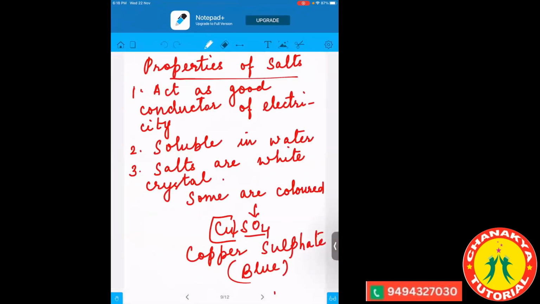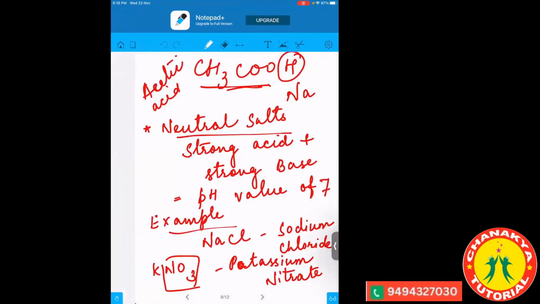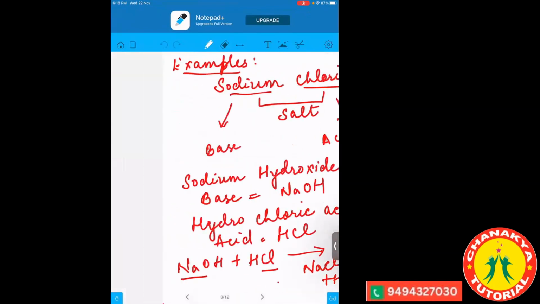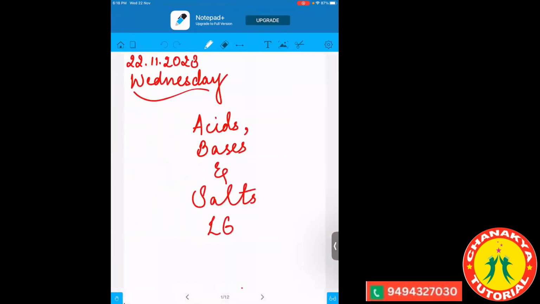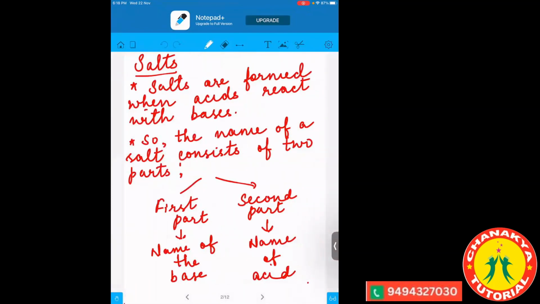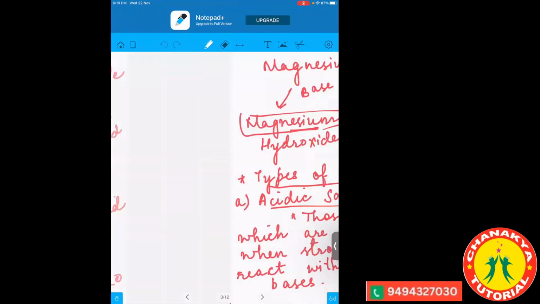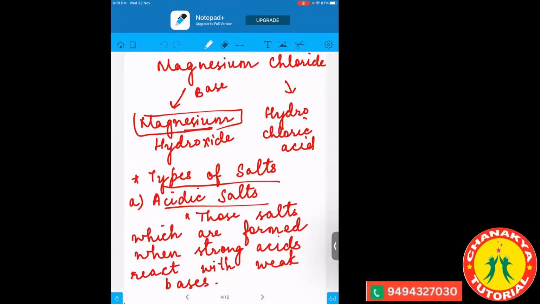We'll just go back to the salts. We'll revise it once. Okay. So the salts will be formed when acids are reacted with bases. A salt consists of two parts. The first part will always be the base and the second part will always be the acid. Example, sodium chloride. Sodium is the base and chloride comes from the acid, which is hydrochloric acid. Then magnesium chloride. Magnesium is the base and chloride is from the acid. Three types of salts are there: acidic, basic and neutral.